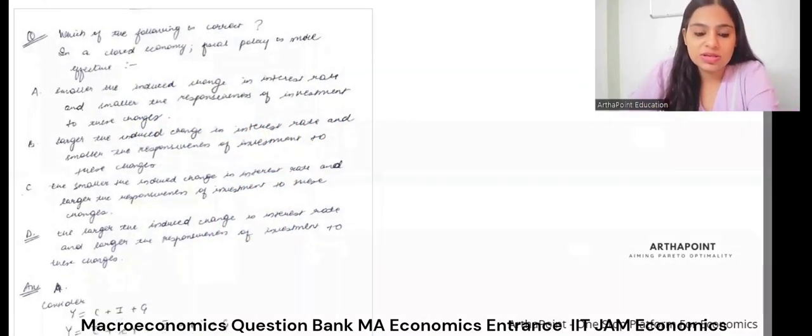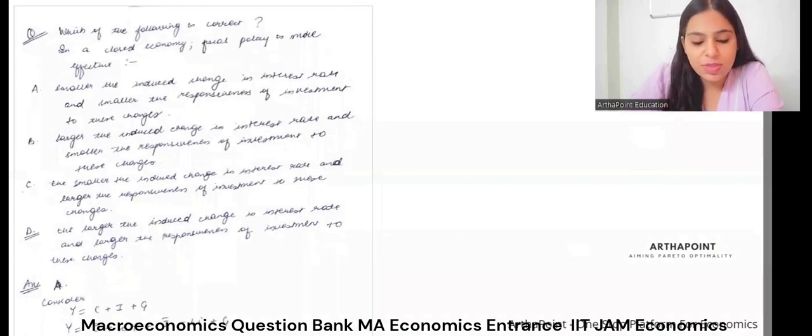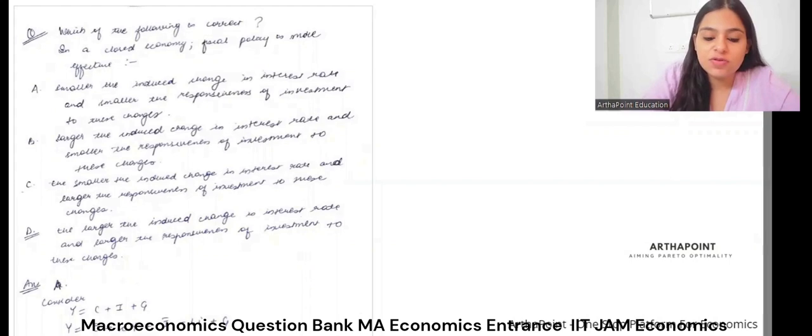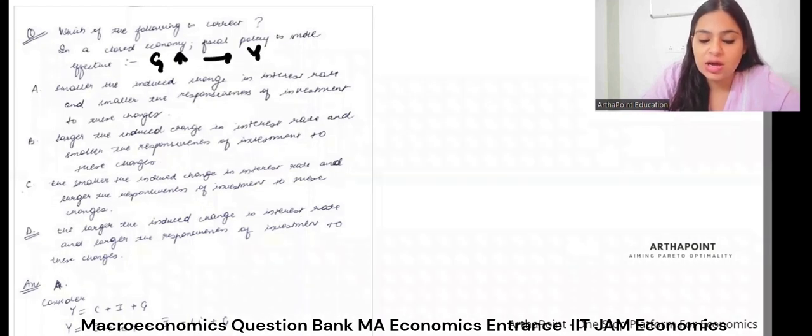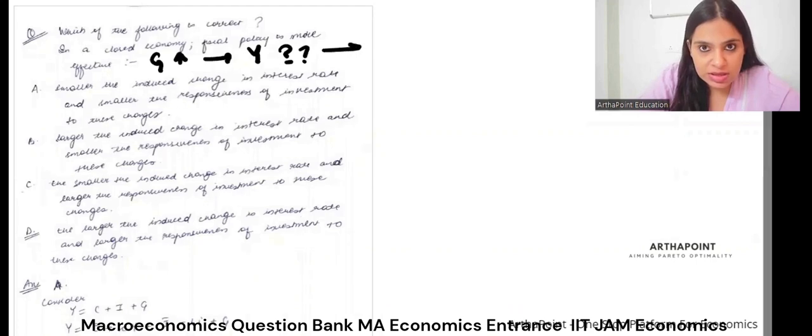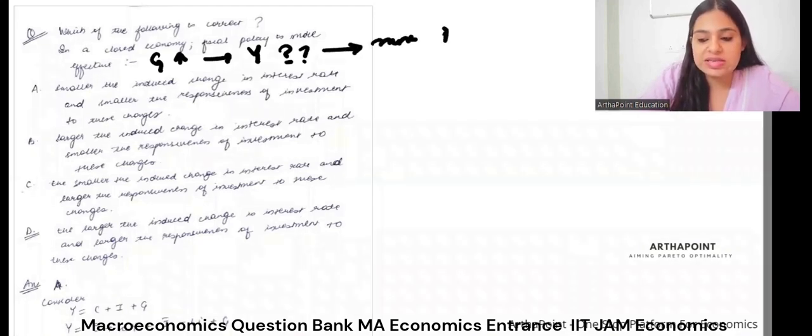Take this question, give it some time, then I will solve it. Let's see. Which of the following is correct? In a closed economy, fiscal policy is more effective, which means when G increases, how much will be the increase in Y? Whichever thing will lead to more increase in Y, that will be more effective.